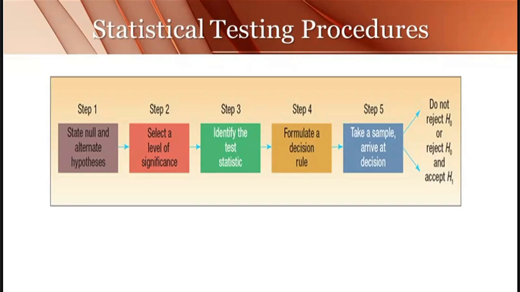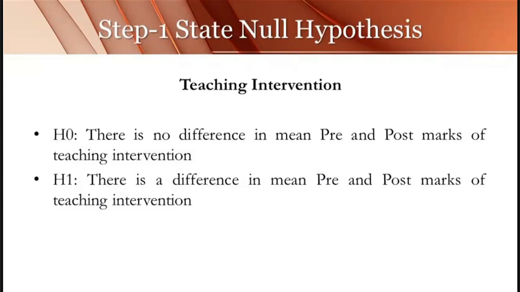Now, as a part of the testing procedure, let me take an example instead of discussing the theoretical part. There is a hypothesis: there is no difference in mean pre and post marks of teaching intervention. One of the teachers attended a training program because she felt that there was some kind of difference in her teaching, and that students were not getting good grades. So she went for a training program and adopted that teaching intervention in her classroom. She wanted to test whether there was any difference before and after the intervention. She framed the hypothesis. This is basically a paired sample t-test. The null hypothesis: there is no difference in mean pre and post marks of teaching intervention. The alternative hypothesis: there is a difference in mean pre and post marks of teaching intervention. I hope you understood what the context is all about.